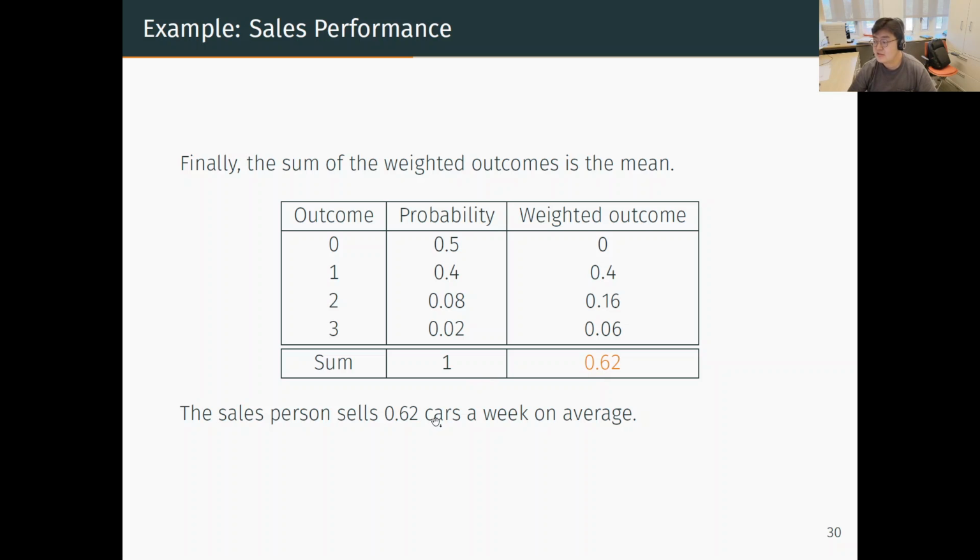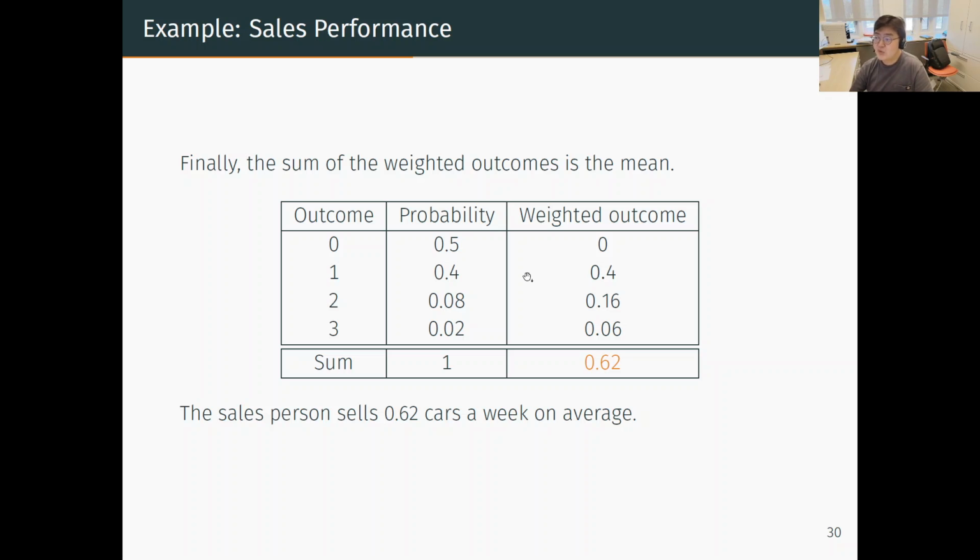That is the average sales for this salesperson. This salesperson sells 0.62 cars a week on average. This is a summary of the salesperson's performance. Okay, so easy to understand.